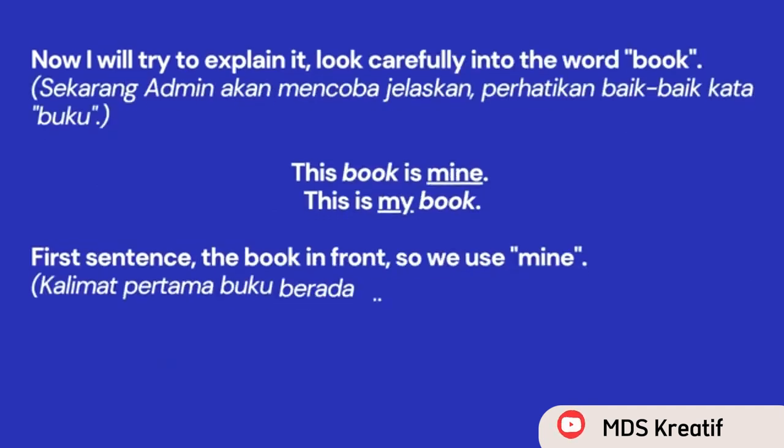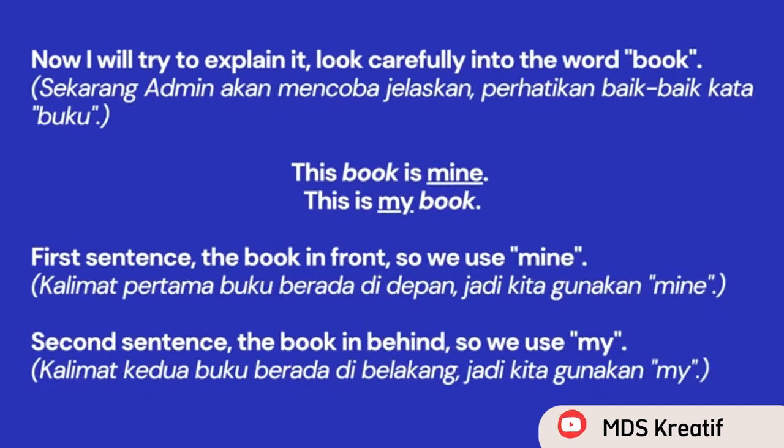Now I will try to explain it. Look carefully at the word book. This book is mine. This is my book. In the first sentence, the book is in front, so we use mine. In the second sentence, the book is behind, so we use my.